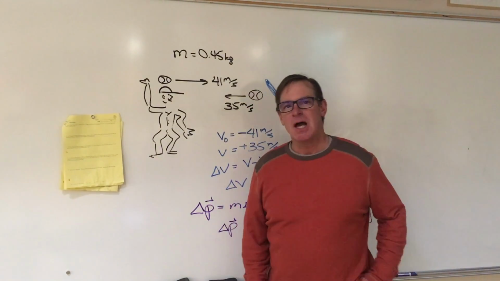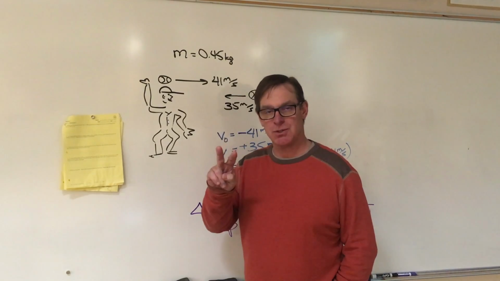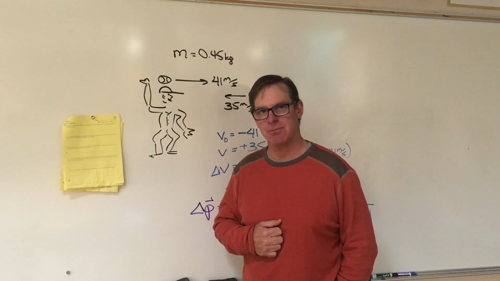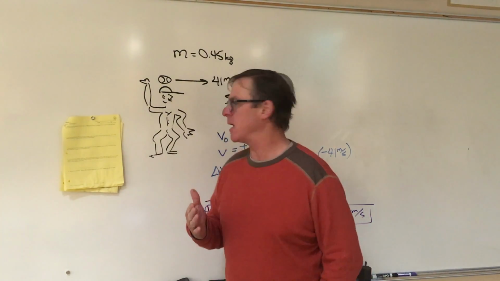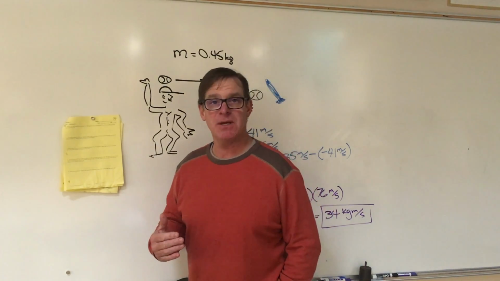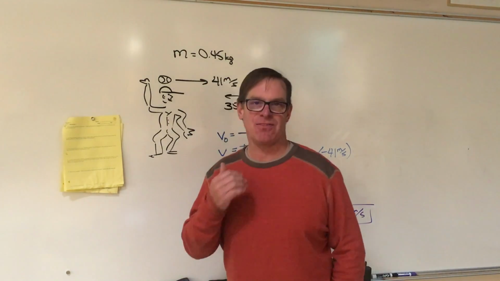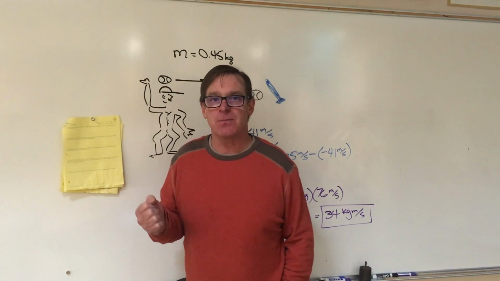Hello again. Several of you emailed me about the answer to problems 2 and 3 on homework 1 for chapter 8. The question reads, a .45 kilogram baseball is thrown toward a batter with a velocity of 41 meters per second and hit back toward the pitcher at 35 meters per second. What was the change in momentum?